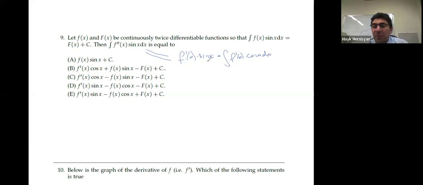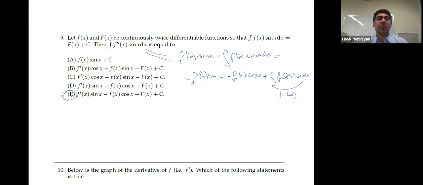So we have to do another integration by parts. f prime x sine x minus, so another integration by parts gives f x times cosine x, and minus, when we are having the derivative of cosine, which gives f x sine x, the integral of f x sine x dx, which is given to be capital F. So we have f prime sine x minus f cosine x plus capital F.